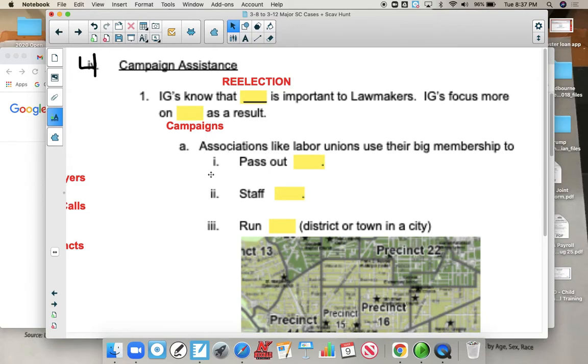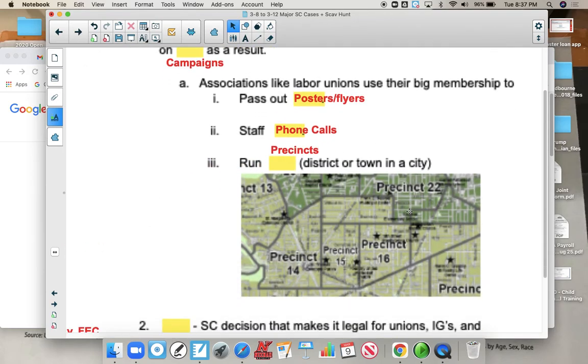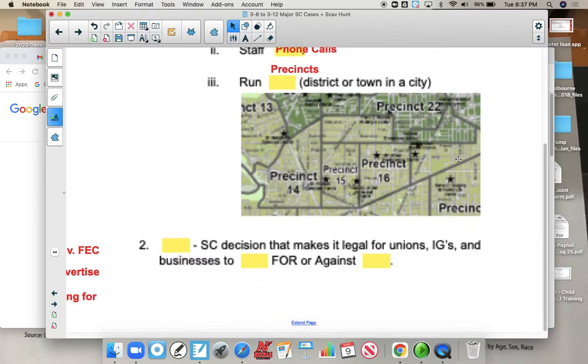Associations like labor unions use their big membership. Remember the, what is it? AARP has like 40 million followers and members. These people can be given a task to pass out flyers, and 40 million people can get a lot of things done. How many phone calls can 40 million people make? A lot. And they can also run precincts, which are sections of a city when it comes to elections and just general campaign work. All right.